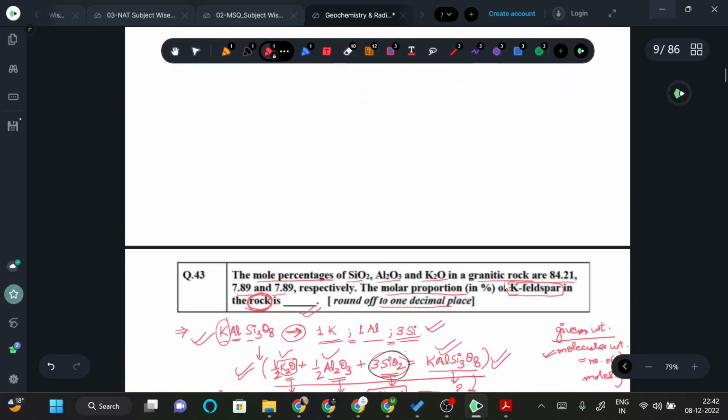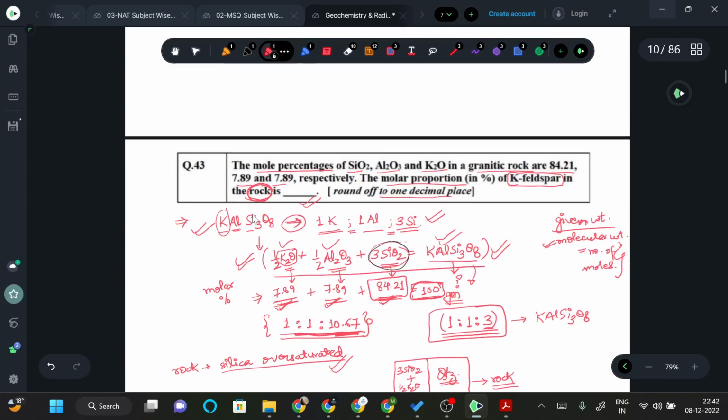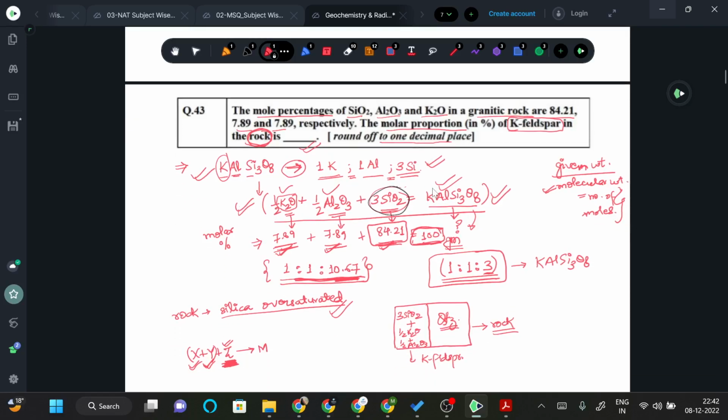So firstly, just quickly going through this. Whenever you get such kind of question, these questions are quite probable. As I mentioned, in GSI prelims it's not that probable, but in CSIR, in IIT-JAM, in GATE, it's very much probable that you will get such a question, at least one for sure. The mole percentages of SiO2, Al2O3, K2O in a granitic rock are given. Okay, mole percentages are given.